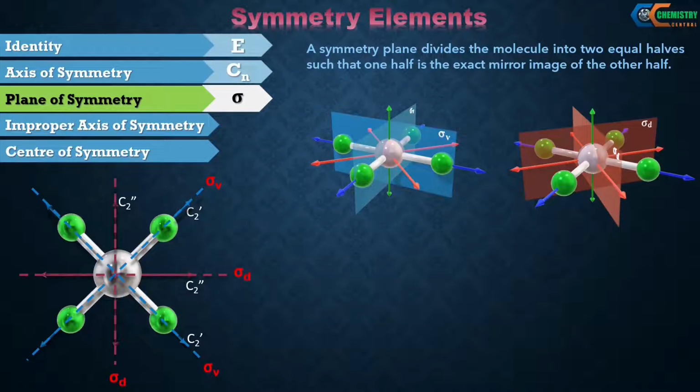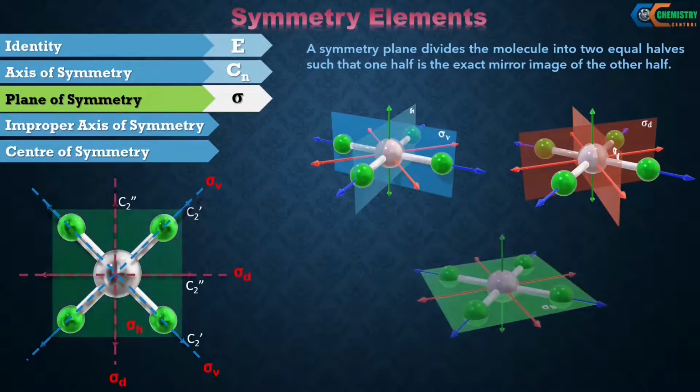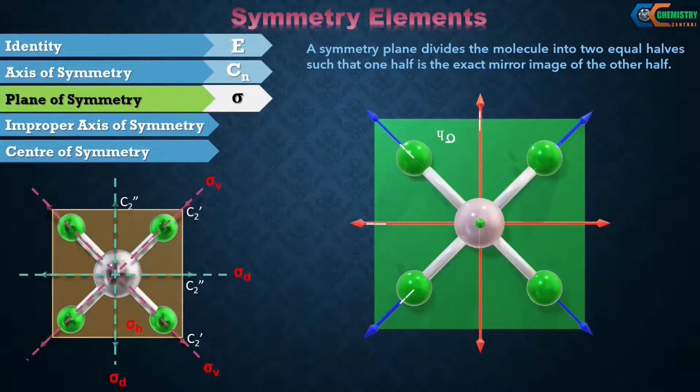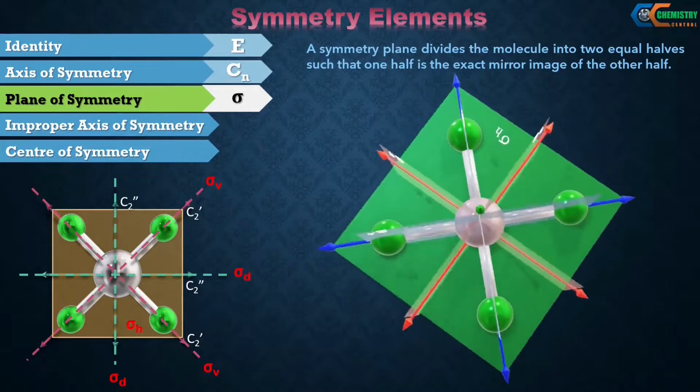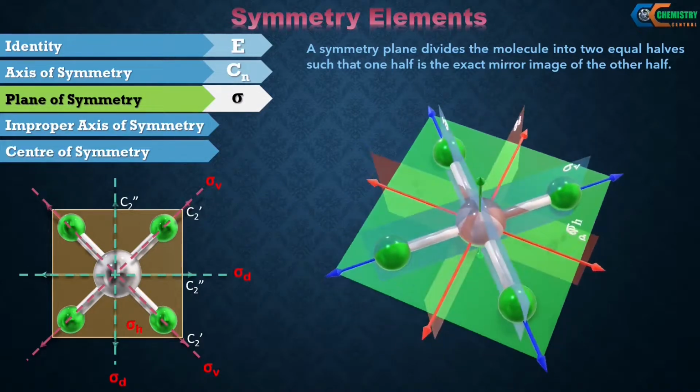There is a possibility of another plane lying on the molecular plane, bisecting each of the atoms in two equal halves, which is represented by the green color. As the principal axis passes through this plane at an angle of 90 degrees, that means this plane is perpendicular to the principal axis, so it is called a horizontal plane or sigma h. Here is the three-dimensional representation of all symmetry planes present in this ion.